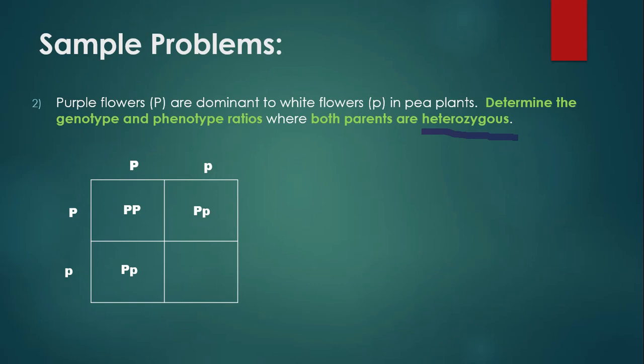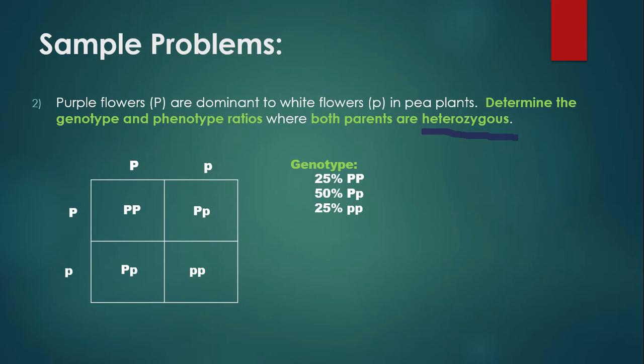And lastly, on the last box, both are paired with small letter p. Therefore, we write both small letter p. Now, let's interpret the results. For the genotype, you can see there 25% homozygous dominant, 50% heterozygous, and 25% homozygous recessive.